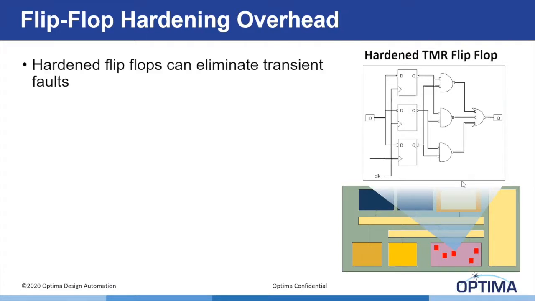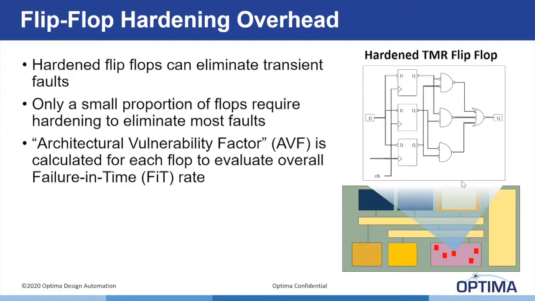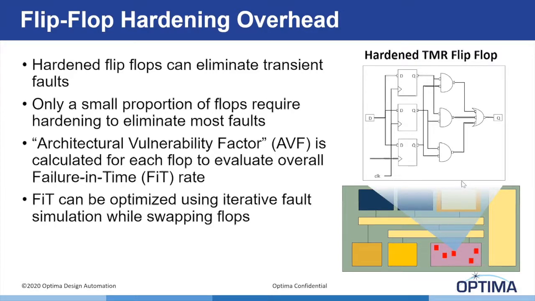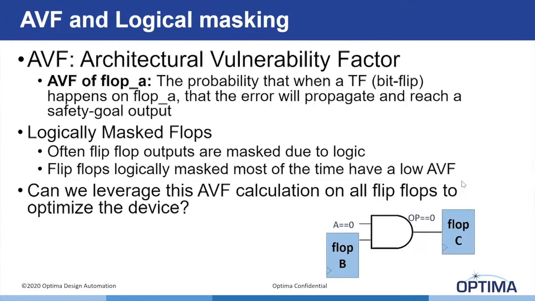So what is selective flip-flop hardening? Hardened flip-flops can eliminate transient faults, so only a small proportion of flops need to be hardened. How do you find out? We have to find something called AVF, architectural vulnerability factor, which is calculated for each flip-flop, and the FIT rate is calculated based on AVF. This FIT can be optimized using iterative fault simulations while swapping different flops. Today it requires many months of fault simulation analysis to find out which flops have to be hardened.